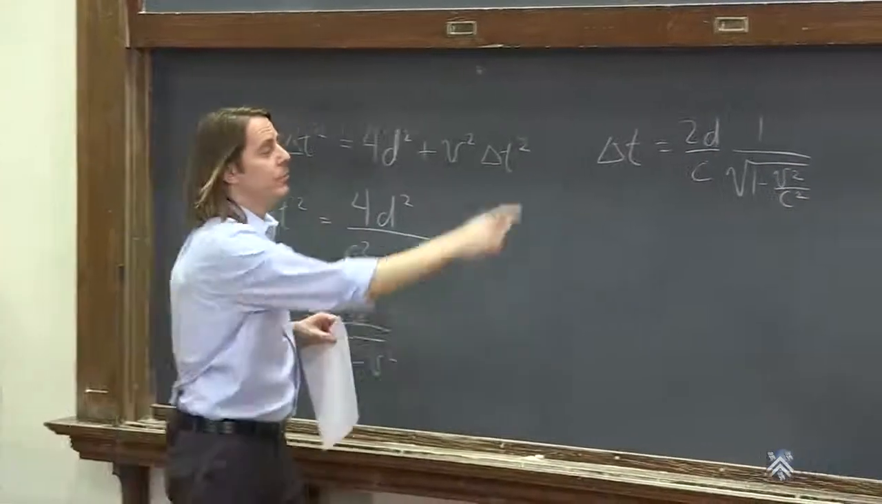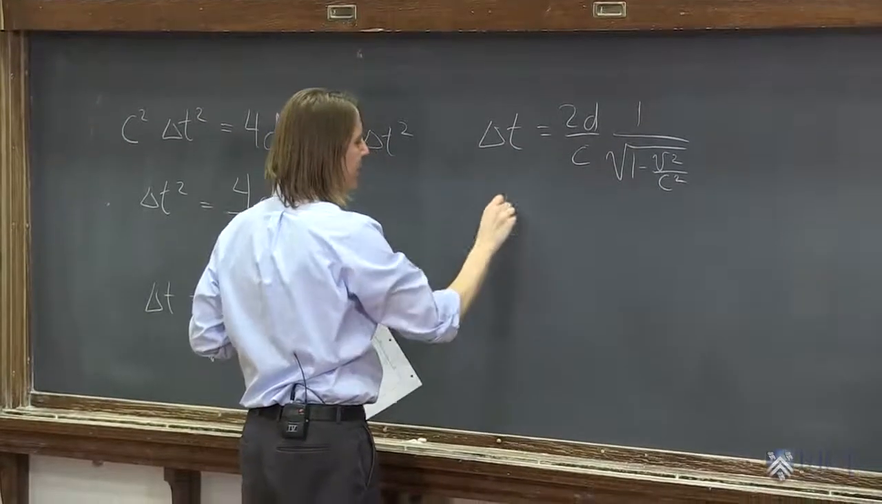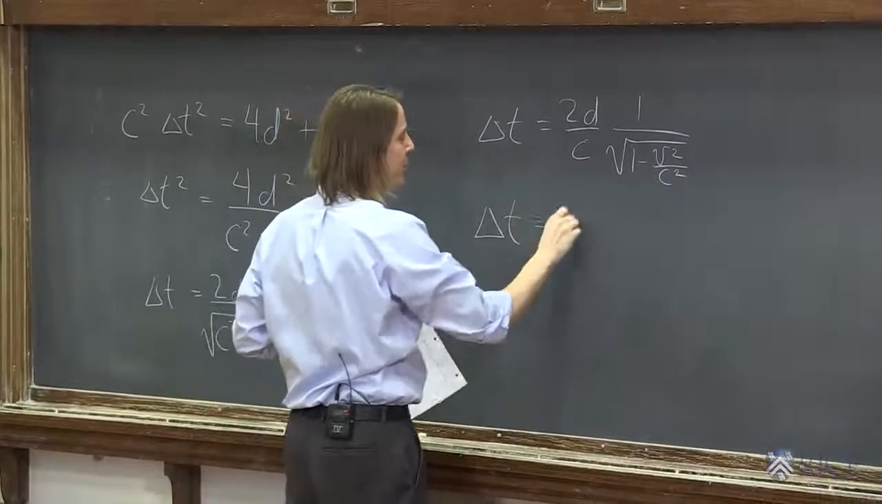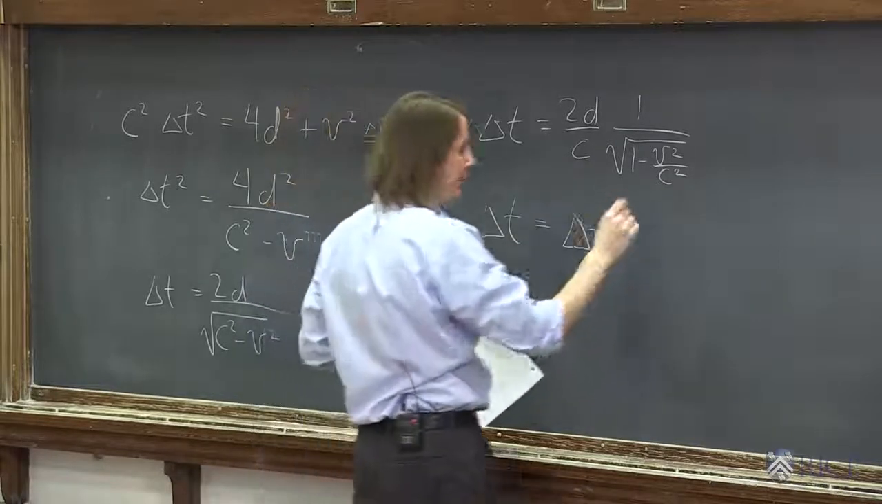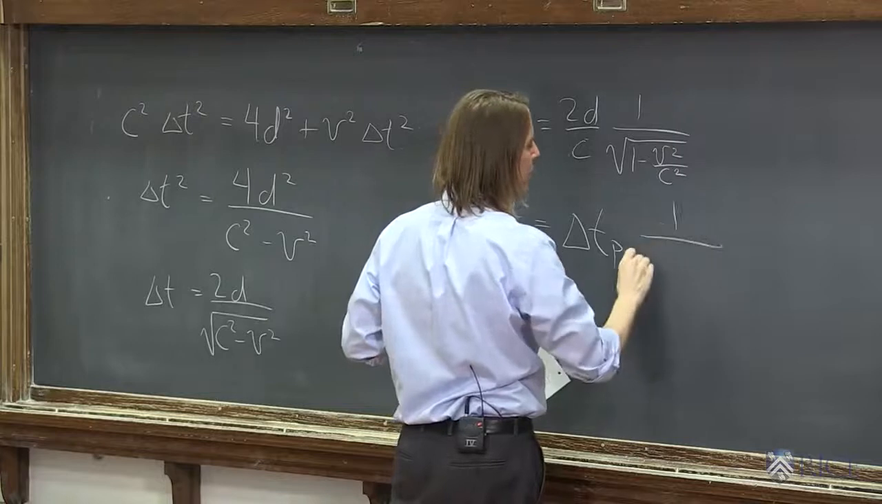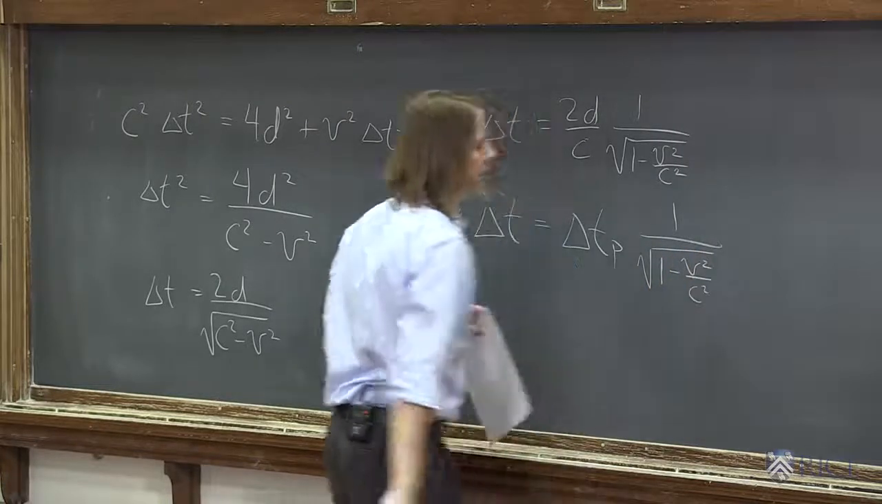All right. But then 2d over c, that was delta t p. So we find that the difference in time in the lab frame is equal to the difference in time in the bullet frame, but times a factor, 1 over the square root of 1 minus v squared over c squared.